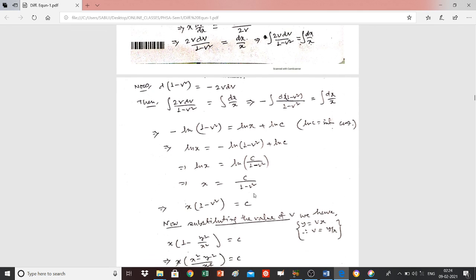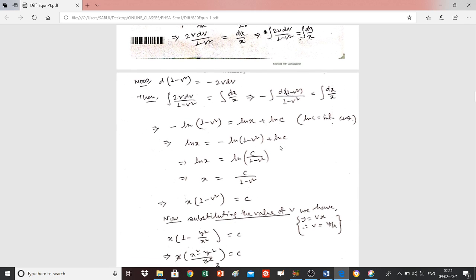So if you write in this case as minus log c, that will be no problem. You can proceed with that. I have written here minus log c is equal to plus log c. That is constant. That's why.